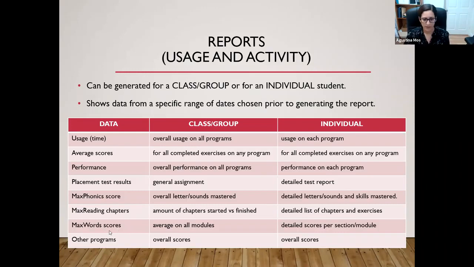Then we get to Max Words. On the class level, we'll see, again, the average of the scores in all modules. As you know, in Max Words, there are 8 different modules. So the average will be one number for all of the 8 possible modules that your students are working on. But then when you get to the individual level, you'll see on each module which sections they're working on.